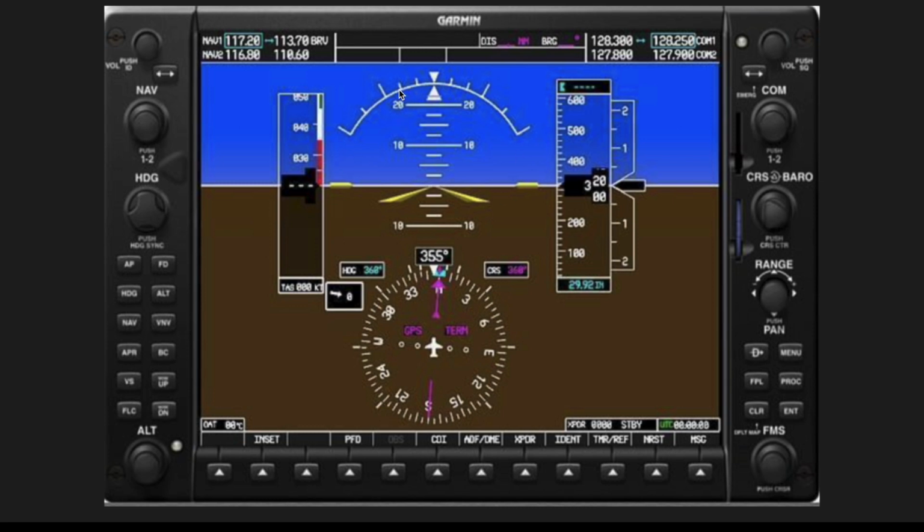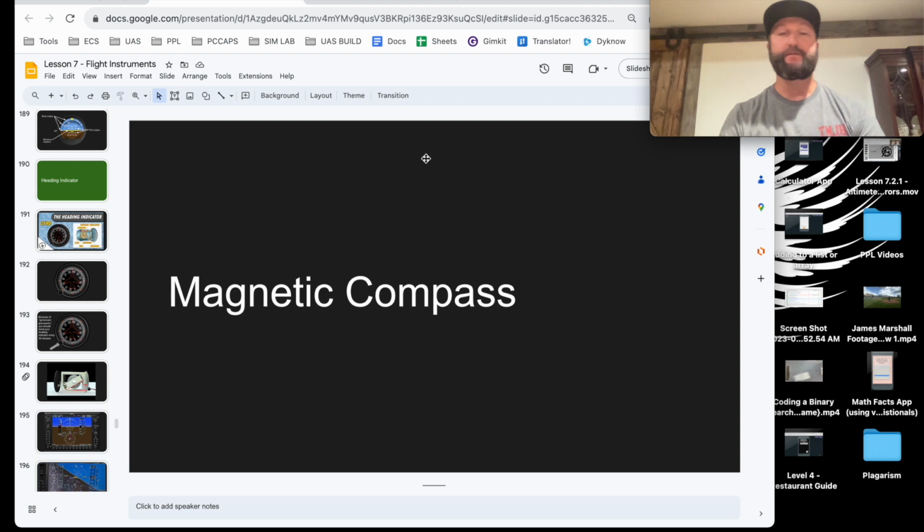See how it has the lines? 10, 20, 30 degrees, 60 degrees, 45 degrees. 10 degrees nose up, 10 degrees nose down. We'll talk more about that image later. All right, that's the end of this section. The next section will be on the magnetic compass.